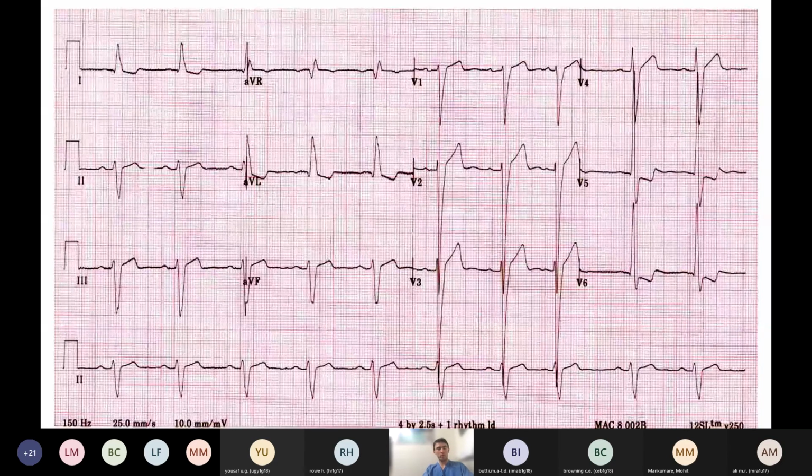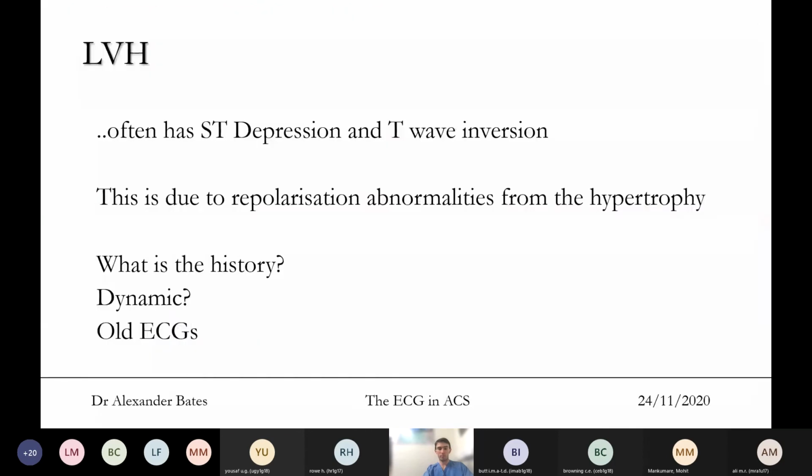Why are the complexes so big? Well, if you've got LVH and your heart muscle is bigger, you've got more muscle to depolarize, and it takes longer to get round. So it's a larger QRS, it's a wider QRS, and there's often repolarization abnormality because repolarization will start to occur at the same time as depolarization, and it can often occur in the opposite direction.